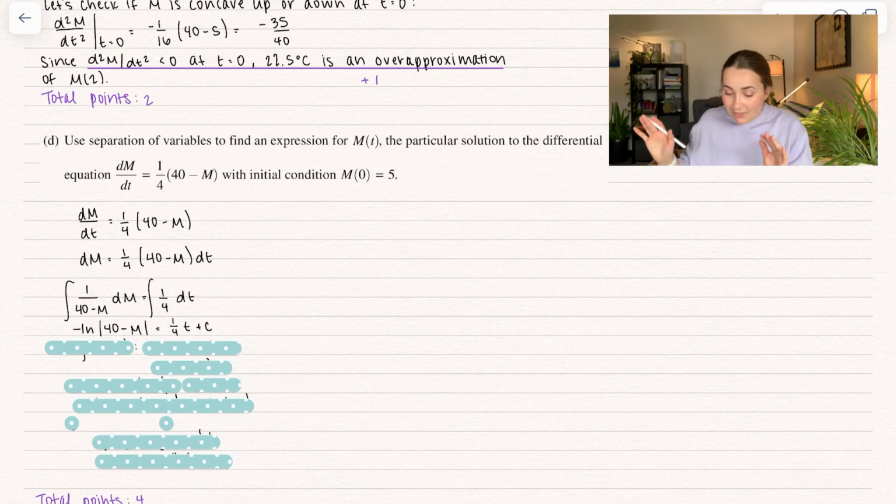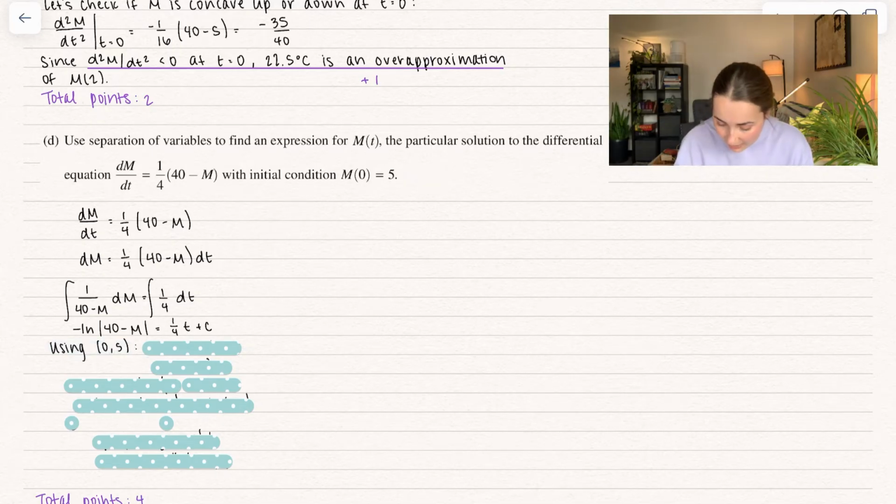So before I even continue simplifying, I'm going to go ahead and use our initial condition. We have that the point is (0, 5), so t is 0 and m is 5, and we can just plug that straight into our equation. So we get negative natural log of 40 minus 5, and then that 1/4 t, we plug in 0, so that just goes away, is equal to c. So here we can find that c is equal to negative natural log of 35.